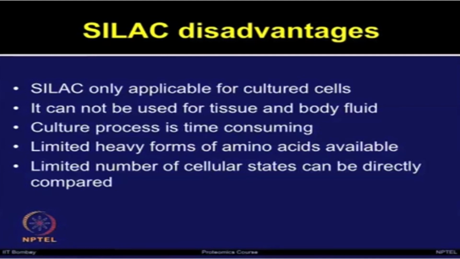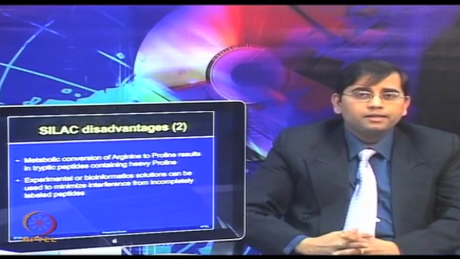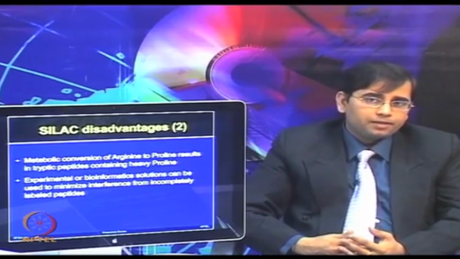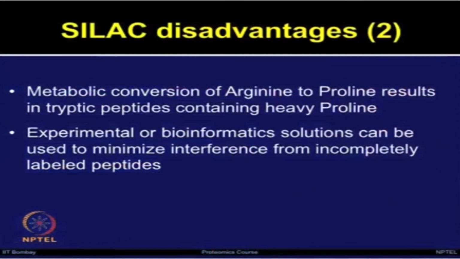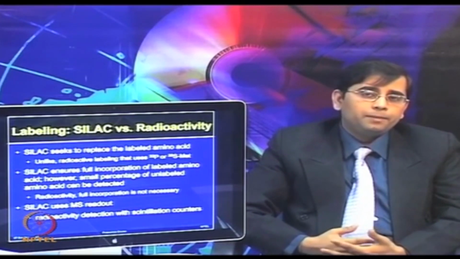The tissue culture process is always very time consuming and requires very meticulous and efficient work. Then there are few forms of heavy isotopes, the heavy forms of amino acids, available. These are commercially available, but there are very limited forms of these heavy amino acids. Due to this, only limited states can be compared using SILAC. The metabolic conversion of arginine to proline is one of the commonly observed issues in SILAC experiments, which results in tryptic peptides containing heavy prolines. Now, there are various experimental or bioinformatics solutions in place which can be used to reduce the interference from incompletely labeled peptides. So, let us discuss how SILAC compares with radioactivity labeling methods.